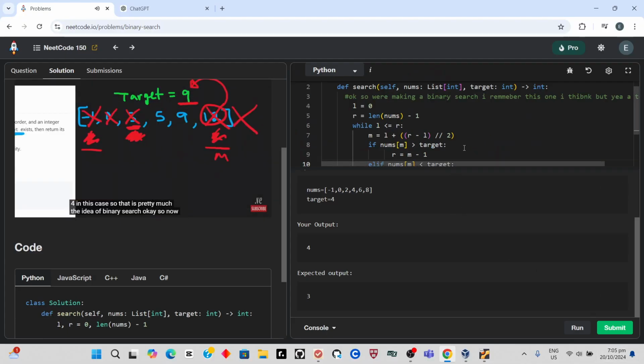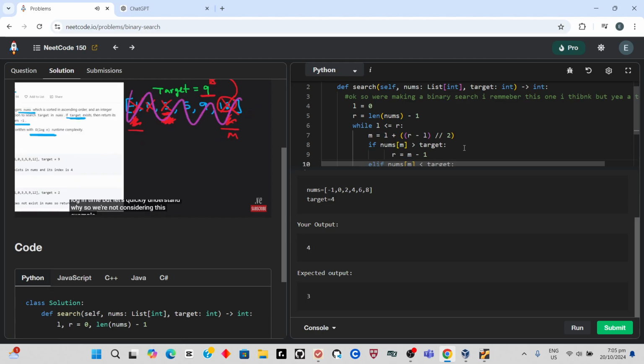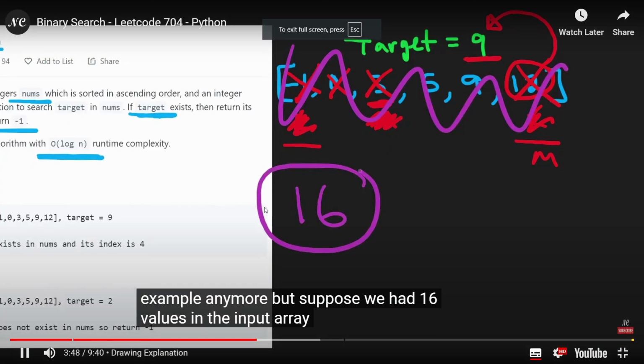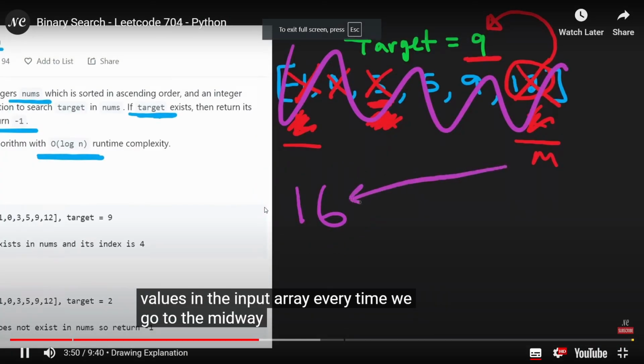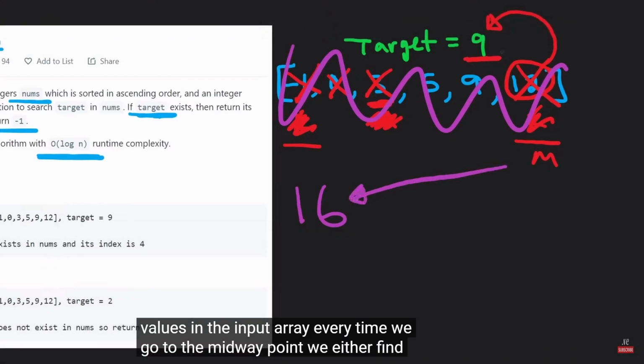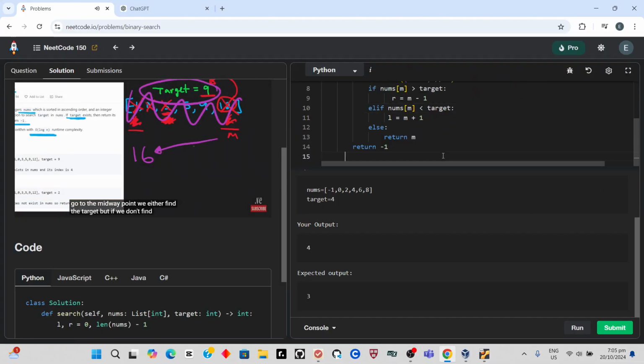Okay, so now the time complexity. If you know binary search, you already know that it runs in log n time, but let's quickly understand why. We're not considering this example anymore, but suppose we had 16 values in the input array. Every time we go to the midway point, we either find the target, but if we don't find the target, we know we're at least going to eliminate half of the possibilities. So we would eliminate this down to 8.